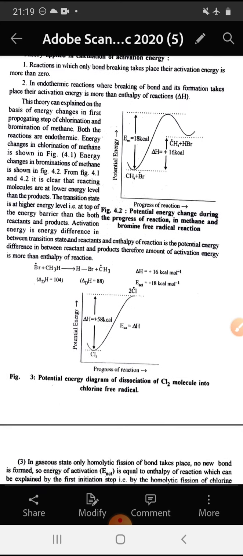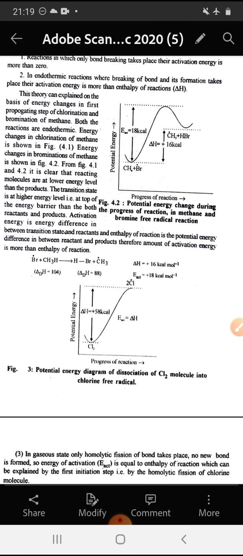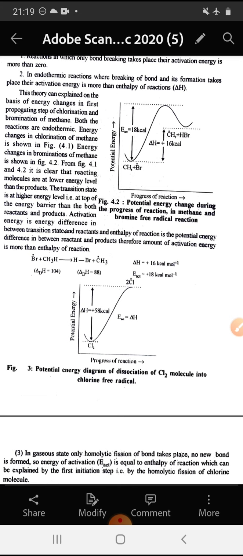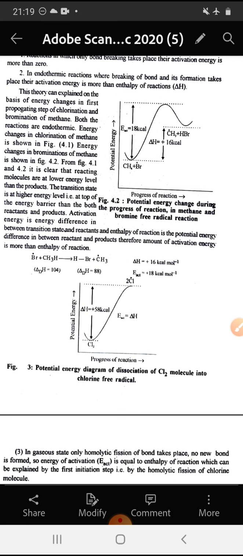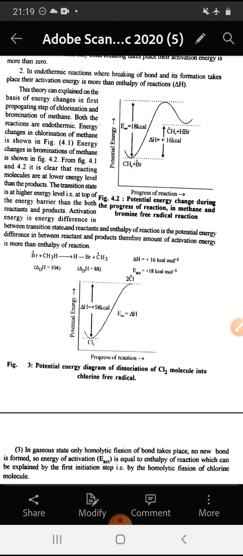So if we see the reaction between bromine free radical and methane, we see that the delta H, that is the energy required to break the CH3-H bond, is 104 kilocalorie per mole, but the energy released by the formation of the HBr bond is 88 kilocalorie per mole. So the energy of activation is plus 18 kilocalorie per mole.